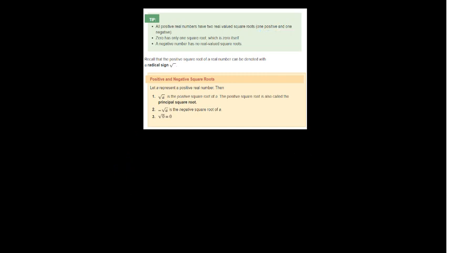Okay. 0 has only one square root, which is 0 itself. That makes sense, right? I mean, we could follow the same practice and say, plus or minus 0, right? But we know the square root of 0 is just 0. And then a negative number has no real valued square roots.